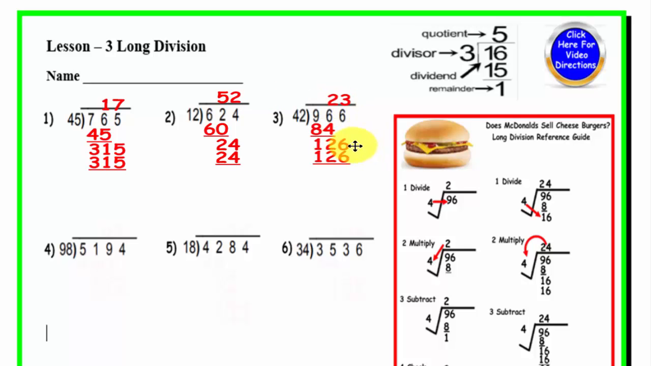All right, let's look at number 3. In number 3, we have 42 going into 96. How many times does 42 go into 96? 2 times. 2 times 42 is 84. Subtract. 4 from 6 is 2. 8 from 9 is 1. Bring down the 6. How many times does 42 go into 126? 3 times. 3 times 42 is 126.